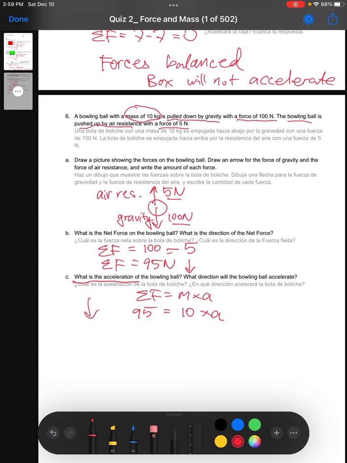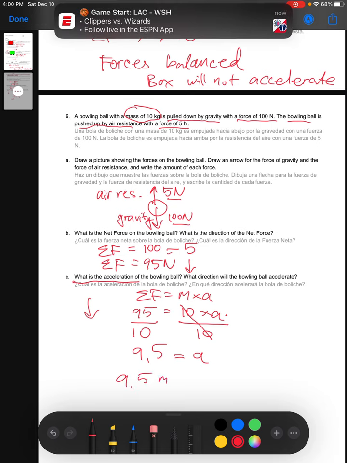So what do we do to both sides of this equation to get a all by itself? Because a is being multiplied by 10, we have to divide both sides by 10. If we do that, we will get a all by itself on the right side. And on the left side of the equation, 95 divided by 10 equals 9.5. So the acceleration of the ball is 9.5 meters per second squared.